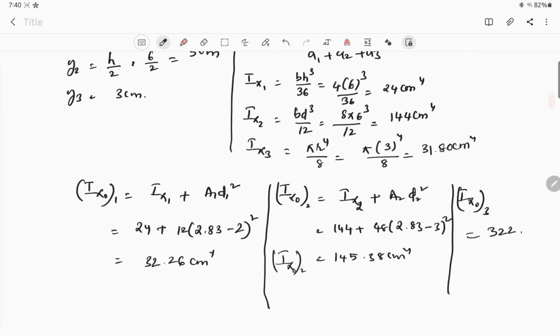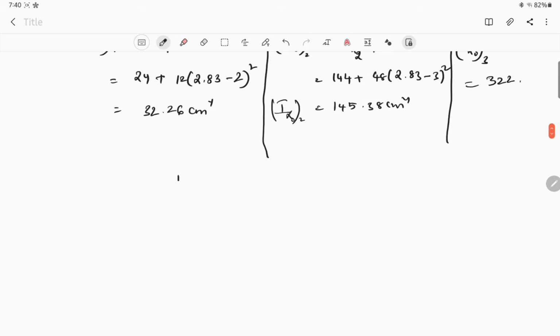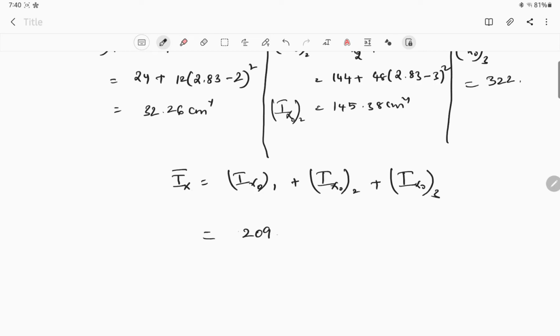322. Okay, so once you get all these values, Ix bar is equal to Ix0 of first element plus Ix0 of second element plus Ix0 of third element. These three you have to calculate. So we will get the value as 209.78 centimeter power 4 as Ix bar.